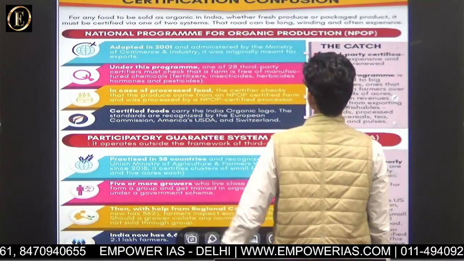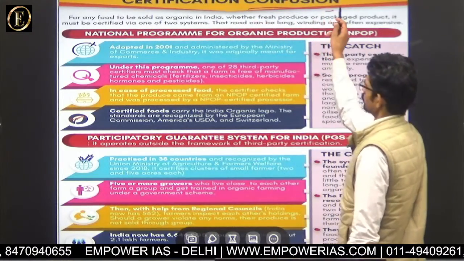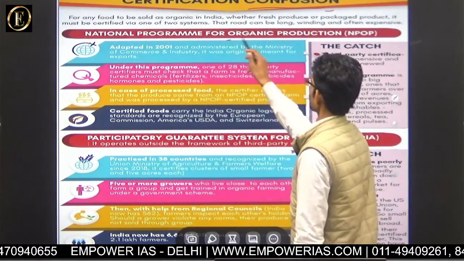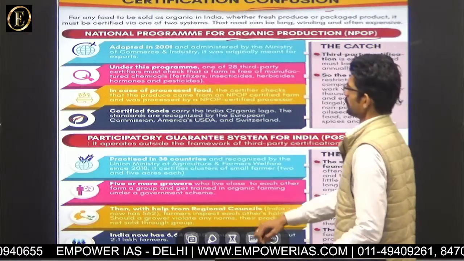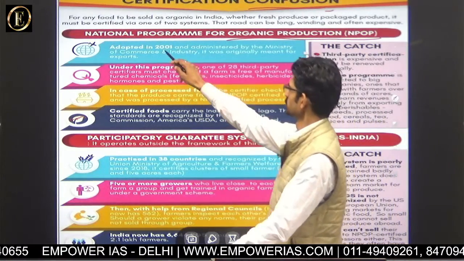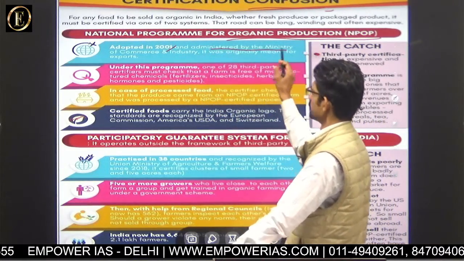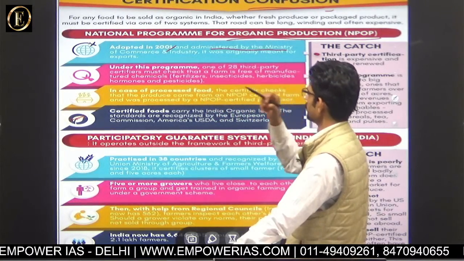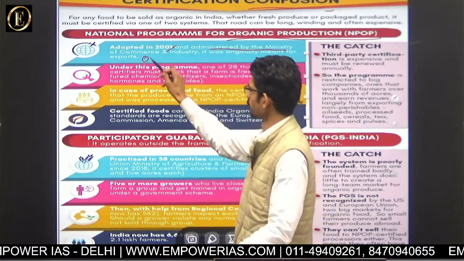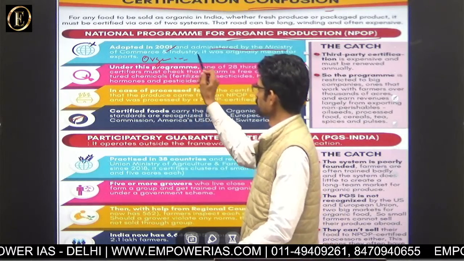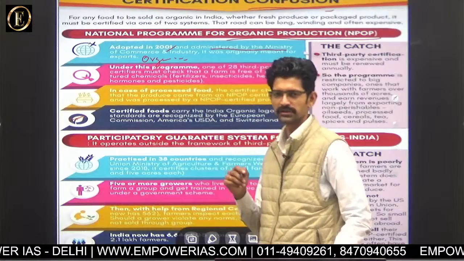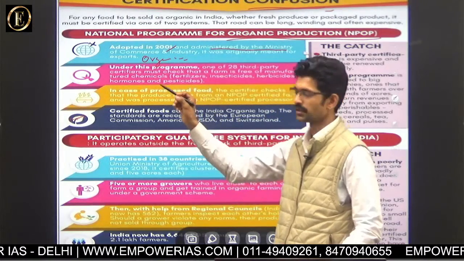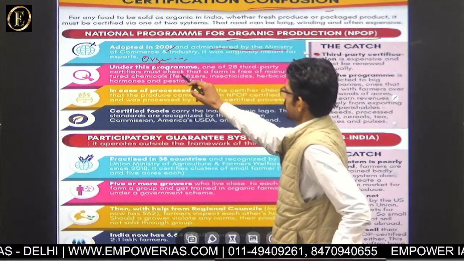Now the certification confusion goes for the National Program for Organic Production, NPOP, which was adopted in 2001 and administered by the Ministry of Commerce, which provides the certification originally meant for the export of organic products. तो ऑर्गेनिक प्रोडक्ट्स जो इंडिया में मैन्युफैक्चर हो रहे थे मित्रों, उनके सर्टिफिकेशन के लिए NPOP बनाया गया.